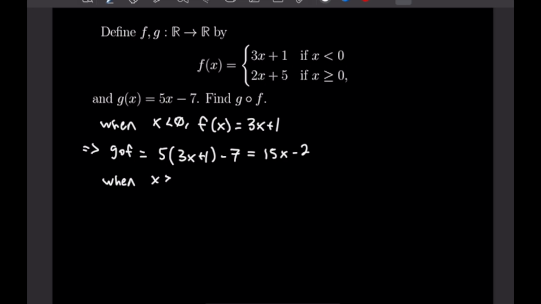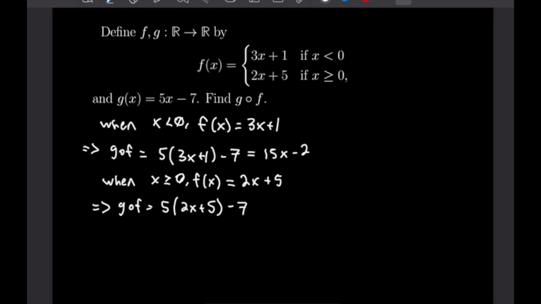When x is greater than or equal to 0, we have the following evaluation for f of x: f of x is equal to 2x plus 5. And once again, we want to find g composed with f. Well, that's going to be 5 times 2x plus 5, and then we'll have that minus 7 at the end again. Well, what's that going to equal? We'll have 10x from 5 times 2x, and then we'll have a 25 minus 7, which will give us an 18 here at the end.